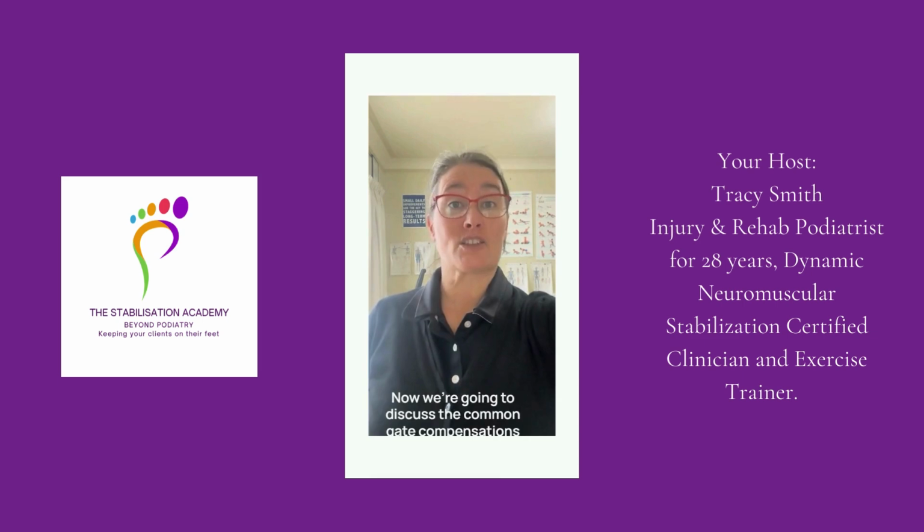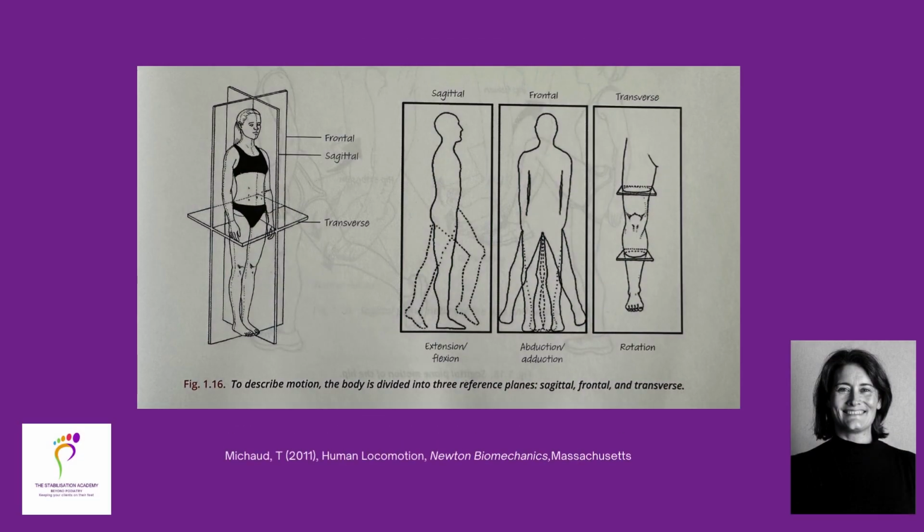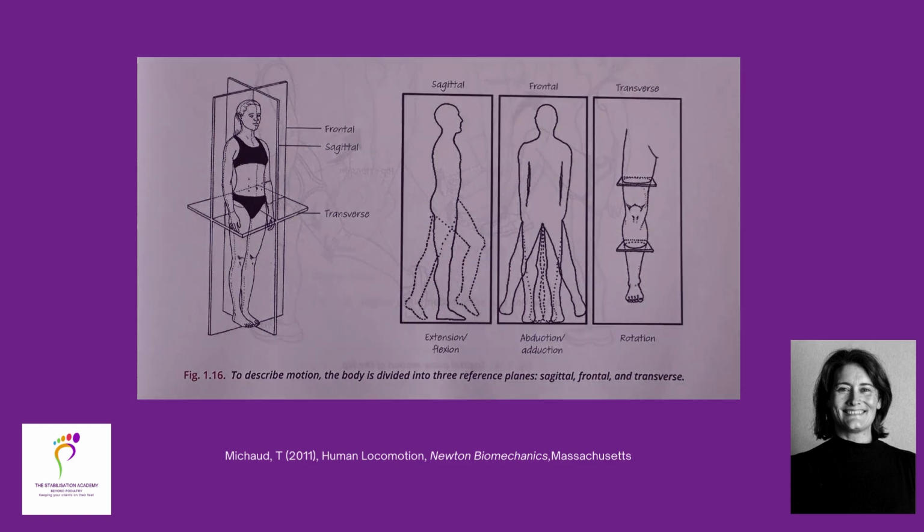Now we're going to discuss the common gait compensations and their implications, particularly focusing on the movements in the sagittal plane. The sagittal plane divides the body into left and right halves, involving forward and backward movements like walking and running, so looking at extension and flexion. The frontal plane splits the body into front and back halves, including side-to-side movements. So we're looking at abduction or adduction. And lastly, the transverse plane divides the body into top and bottom halves, encompassing rotational movements.